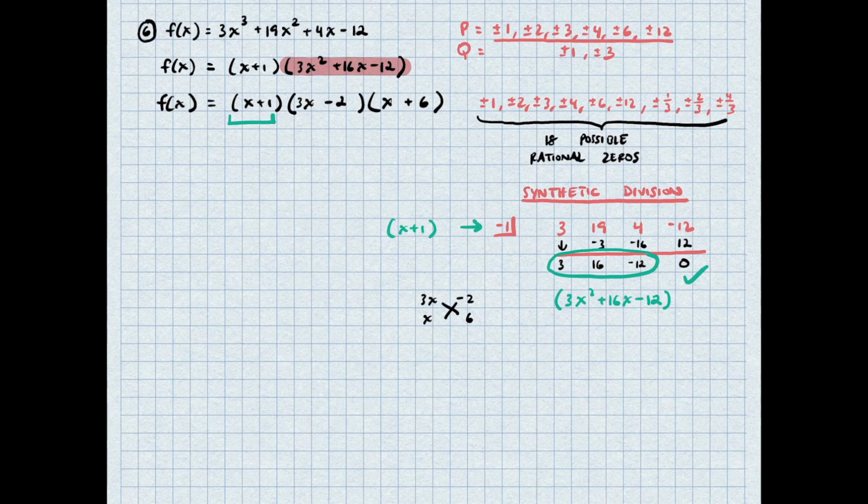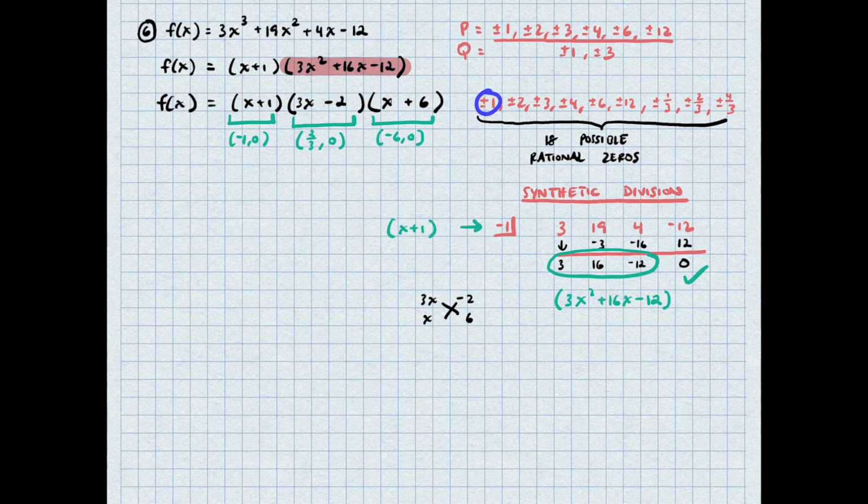Here we found out that our zero is going to be negative 1, 0. Over here, if we set this equal to 0, we'll find out that that's equal to, I believe, 2/3, 0. And our third zero here is negative 6, 0. Notice how all three of these zeros are rational. Even though we only found one of them here, which was negative 1, our other two are 2/3 and negative 6. And since they're rational, they have to be on our list here, and we do have the negative 6, and we do have the 2/3.